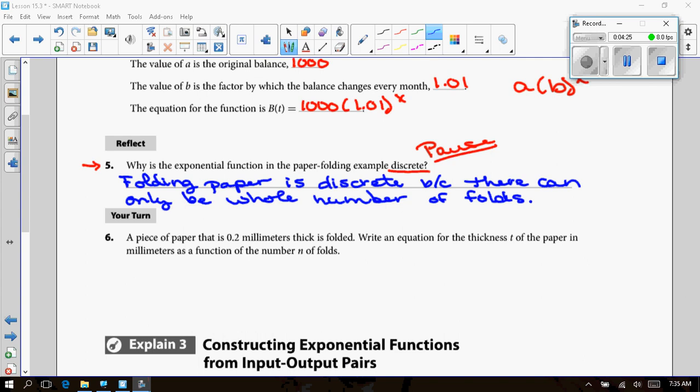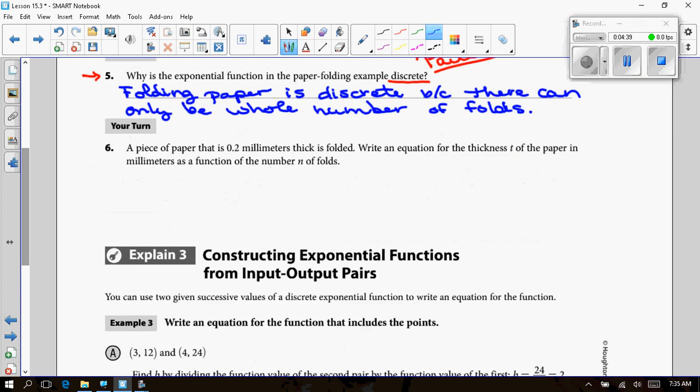So I wrote down my answer here. I said folding paper is discrete because there can only be whole number of folds. You can't have a half a fold. You can't be halfway through a fold. It's either a fold or it's not a fold. All right, I also would like you guys to take a moment and figure out the equation for number 6.